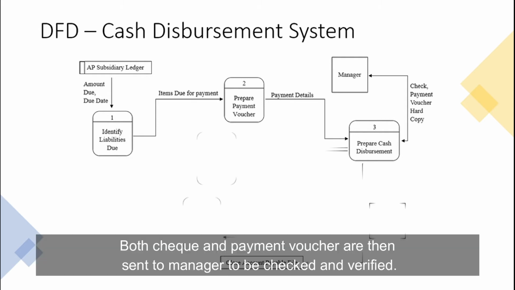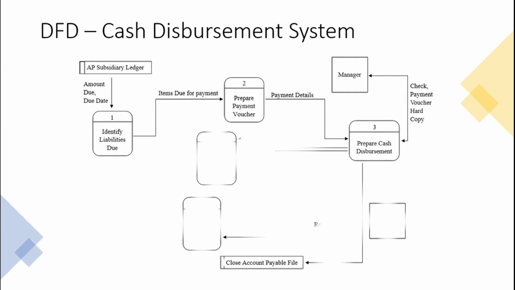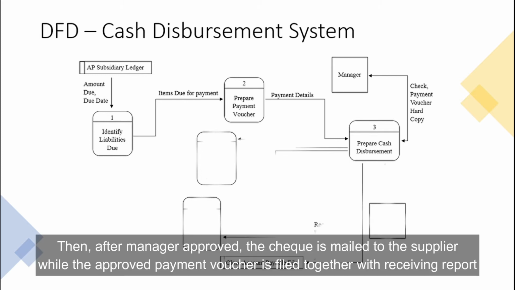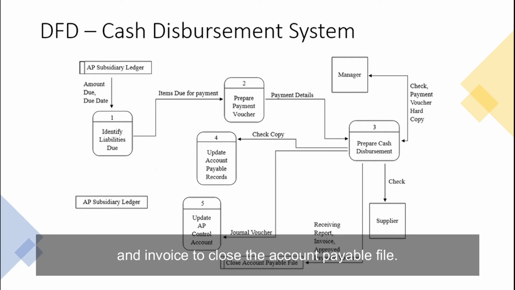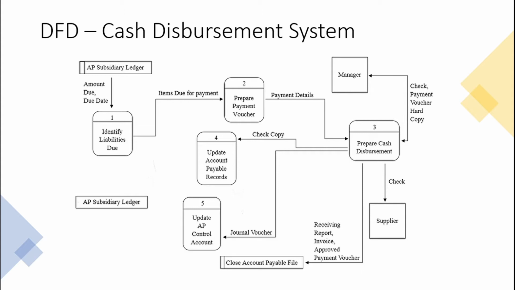Both check and payment voucher are then sent to manager to be checked and verified. Then after manager approves, the check is mailed to the supplier, while the approved payment voucher is filed together with receipt reports and invoice to close the account payable file.